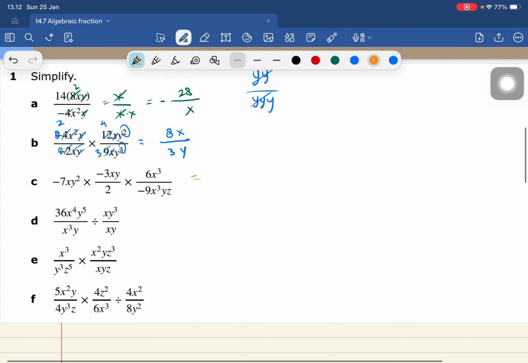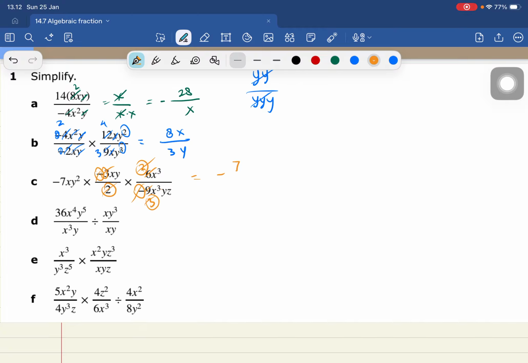Next, remember before we multiply it, we have to simplify it first. So negative and negative here is going to be positive. Next, we've got 6 and 9, both of them we divide by 3, so it's going to be 2 and 3. 2 and 2 disappear, it's going to be 1. 3 and 3 disappear. The number we've got is only minus 7.